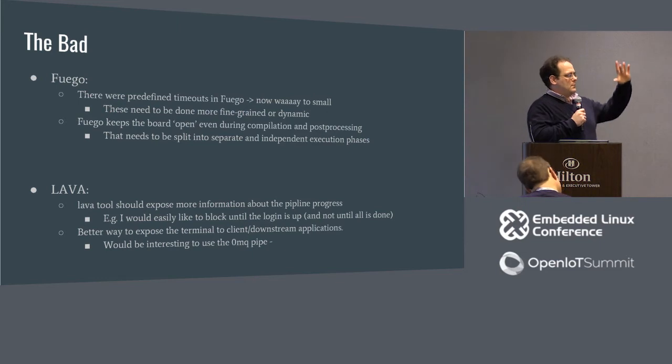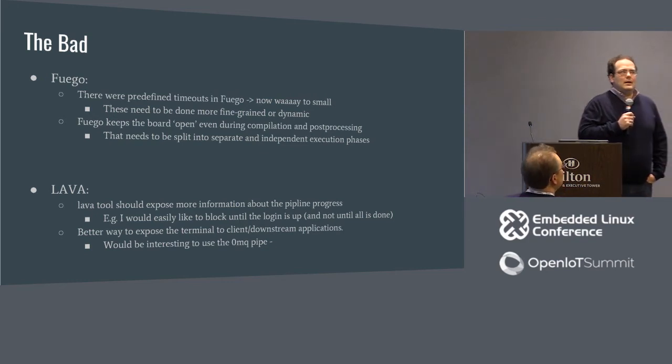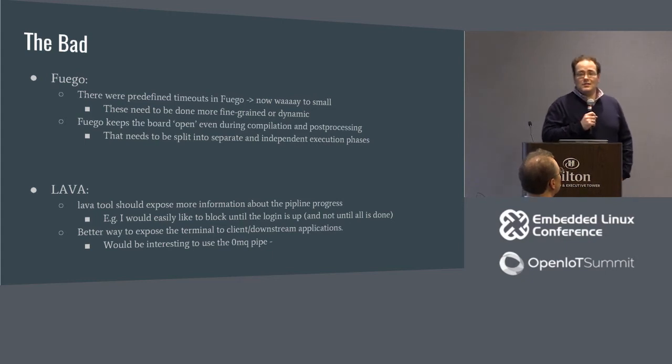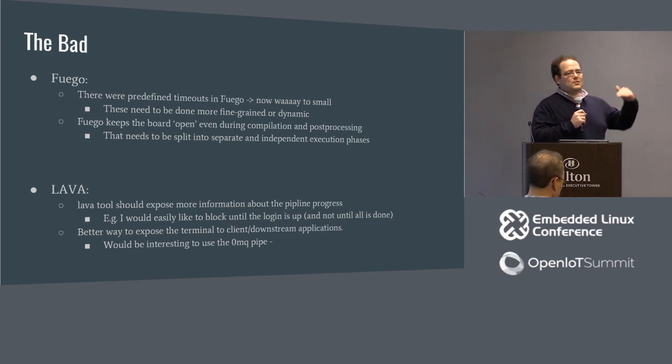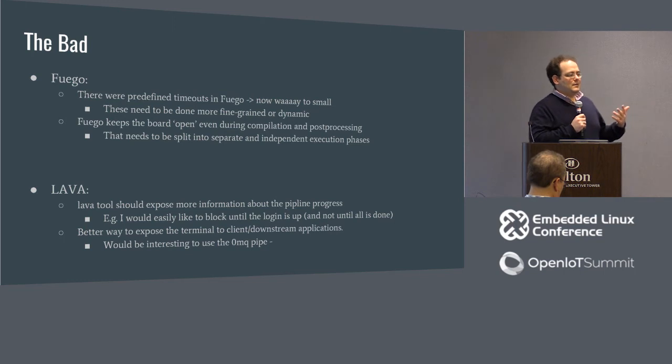Basically have more fine-grained steps here. That can also help to parallelize the build part better and to utilize the boards better in the end. For Lava, we need to expose more information about what's going on. So I can, for example, say, yes, the board has booted successfully, even in the Lava command line tool. Then I could say for a job, it's booted, the kernel is up. We have that information in the log. We just need the signals out in the command line.